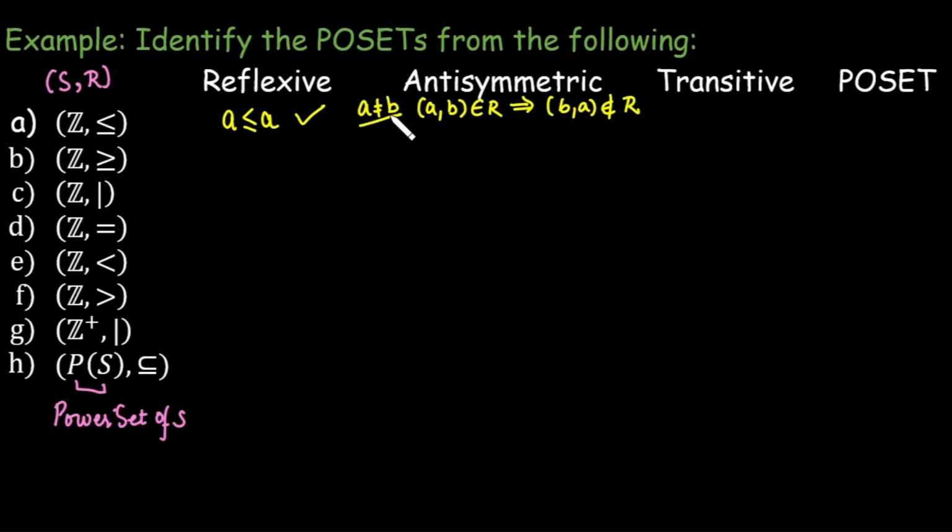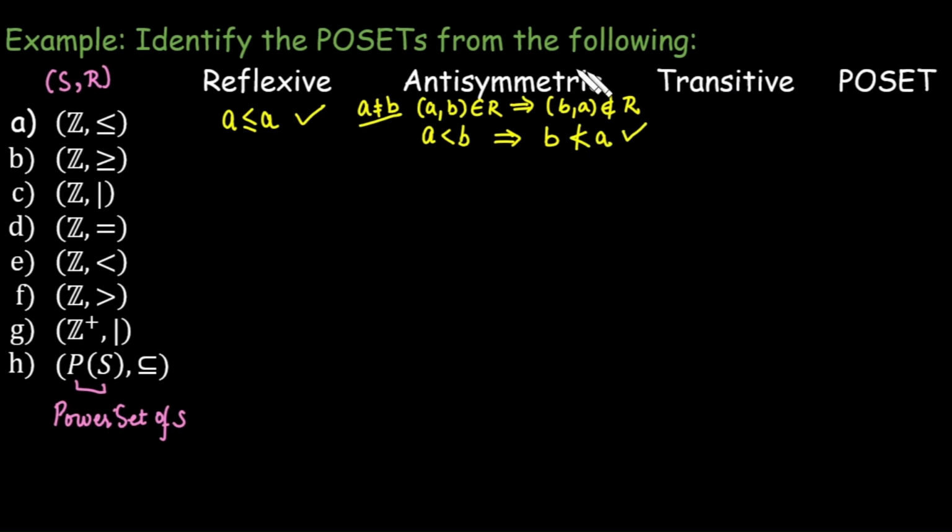Now, if A is not equal to B, it means we need to remove the equality. In that case, if (A, B) is a part of the relation, then surely A is less than B. Does this imply B is not less than A? Yes. If the statement is true for every case, it means it is antisymmetric.